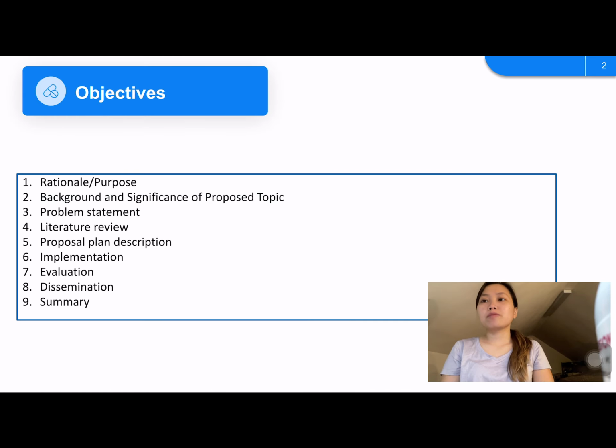So here are the objectives I will mention in this presentation. I will talk about the rationale and purpose of this proposal, and then the background and significance of the proposal topic, the problem statement, literature review, proposal plan description, implementation, evaluation, dissemination, and the last one will be a summary of the presentation.